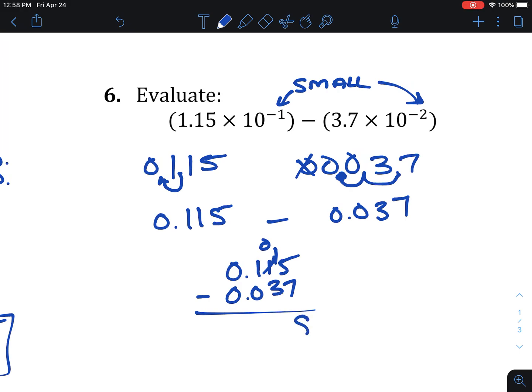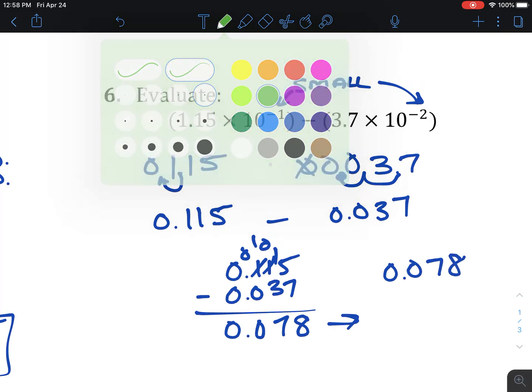I'm going to borrow from the 1 and make this 5 into a 15. I can't do 0 minus 3, so I'm going to borrow. Looks like that's a 7, 8. 0 minus 0 is 0. And there we go. So that's our new answer after we subtract those here. But again, not scientific form. We got it in standard form. So that would be converting back.